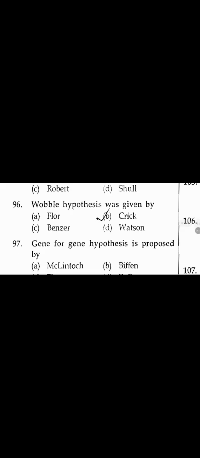Question number 96. Wobble hypothesis is given by Crick. Question number 97. Yes, gene for gene hypothesis is proposed by, that is option C, Flor. Question number 98. The pure line variety is homozygous and homogeneous. Question number 99. Land races are, that is option C, the local varieties. Question number 100. Lysine is a limiting amino acid in cereals.